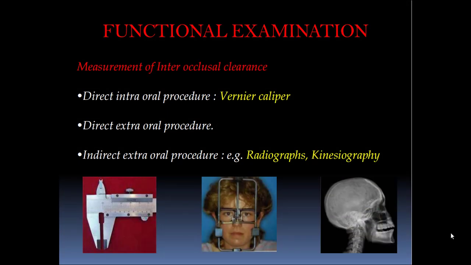Now, how to measure the interocclusal space or freeway space? First is the direct intraoral procedure with the help of a vernier caliper. We can calculate. Then direct extraoral procedure. There are special extraoral calipers available. We ask the patient to bite in habitual occlusion and take the reading. Then ask the patient to make a postural rest position. Take the reading. Subtract the two, then we get the freeway space.